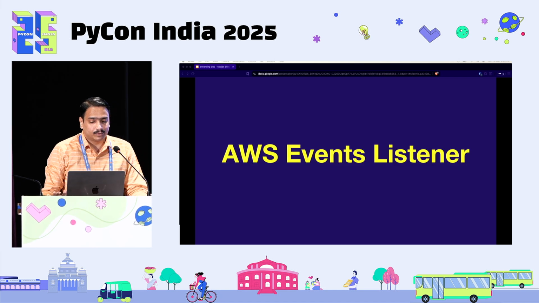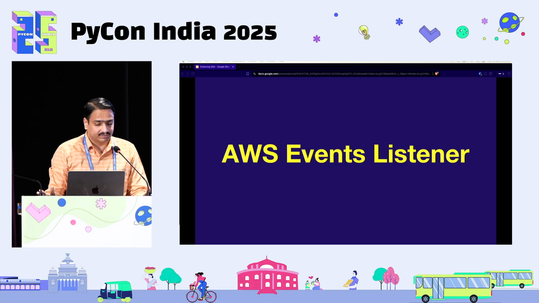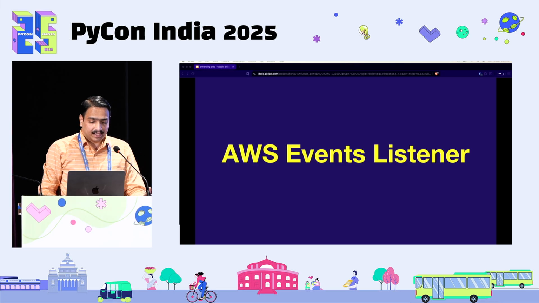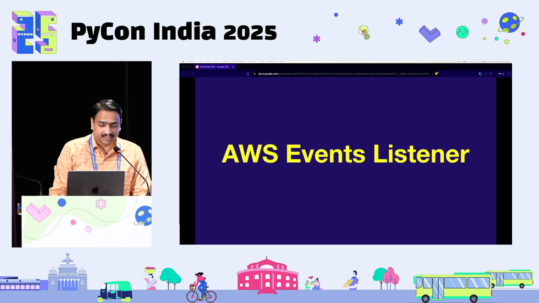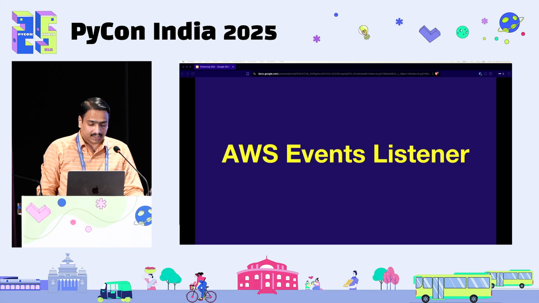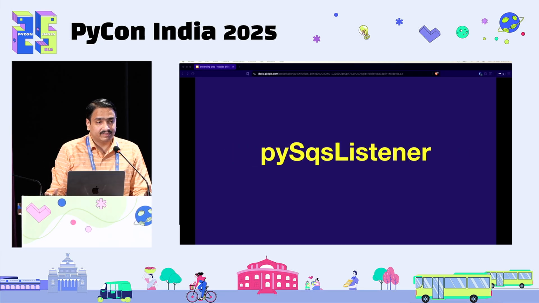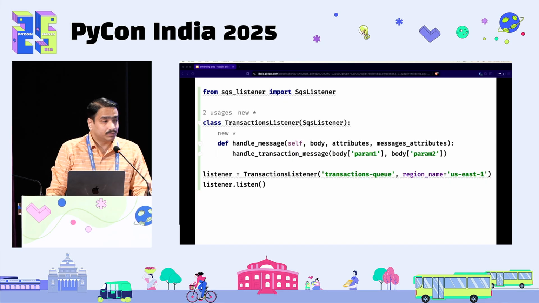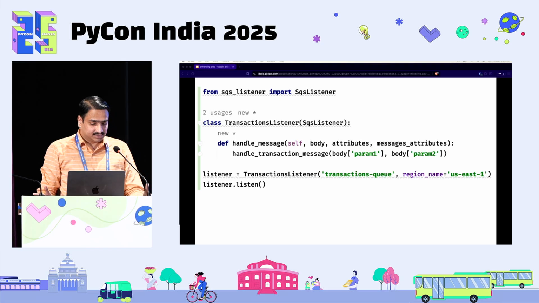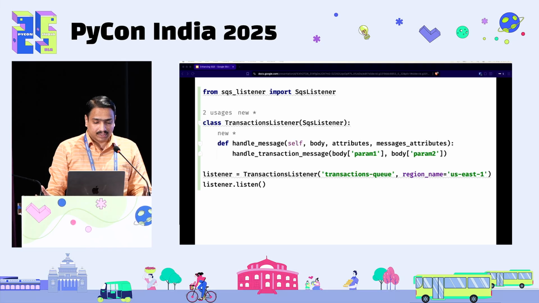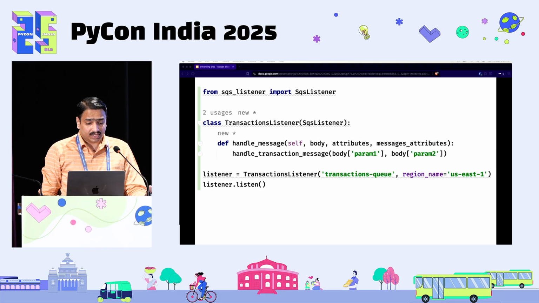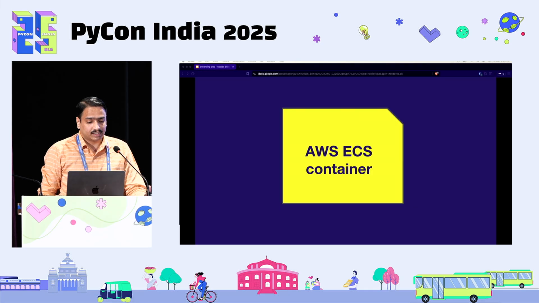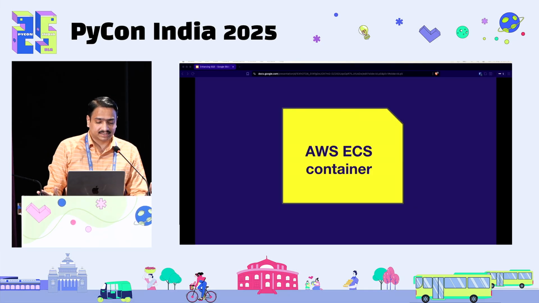So for this talk, I'm going to talk about the AWS event listener to set the context. I was working on an existing event listener, and that's how I found out about this. The library I've used for this project is the PySQS listener. This is an example of code where there's a transactions listener, and this listens to the events on the queue. Imagine there's an AWS ECS container where this project is deployed.